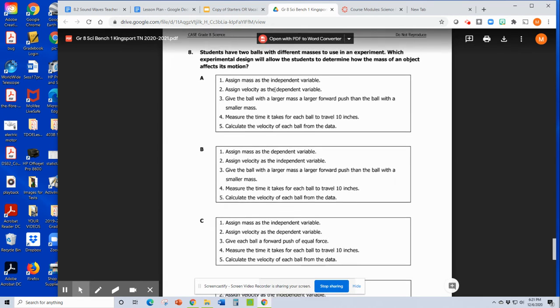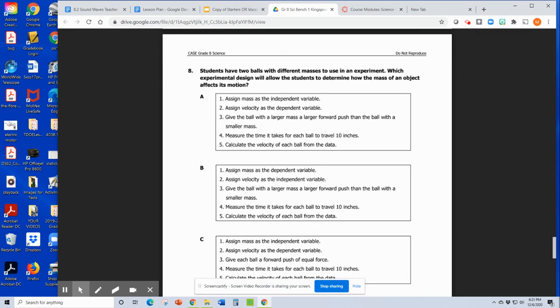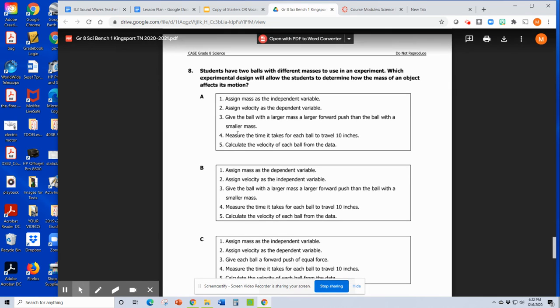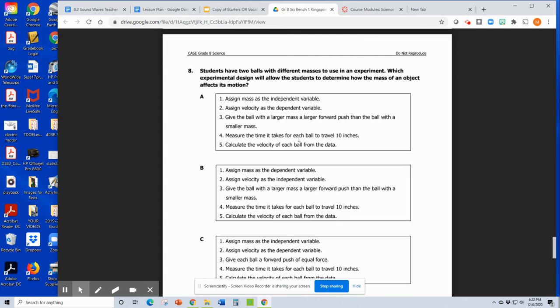So I'm going to go back here and look at A. Let's see. Assign mass as the independent variable. Okay. And I could draw a picture if I wanted. I would have, I don't know, a ball with a mass of 200 grams and another ball with a mass of 500 grams. And it says assign velocity is the dependent variable. So apparently I'm going to measure something and determine velocity. Give the ball with a larger mass a larger forward push than the ball with a smaller mass. Measure the time it takes for each ball to travel 10 inches. Calculate the velocity of each ball from the data.